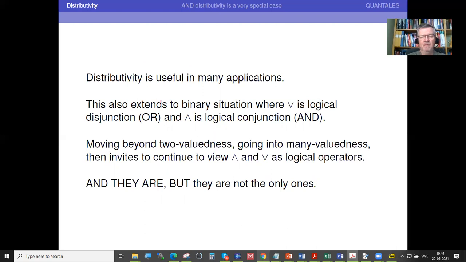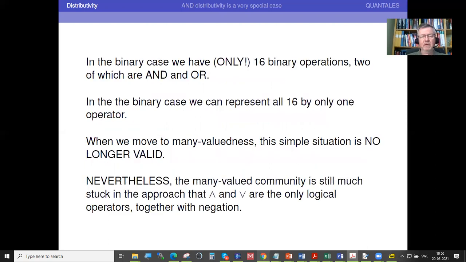Note also how the view that the lattice operators are logical operators and in some sense the only ones stems from the fact that when we are in the binary situation, we indeed have disjunction and conjunction as the main ones, and they are logical operators. But when we go to many-valued cases, they are not the only ones that we can work with. In the binary case we have 16 binary operations, two of which are AND and OR, and it's well known that we can represent all functions simply by one particular function, which is useful in electronics. When we move to many-valuedness, this simple situation is no longer valid.